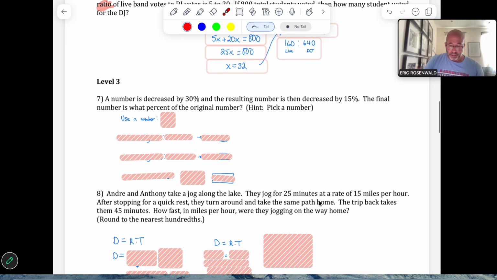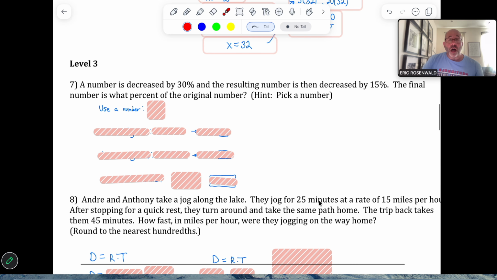All right, level 3. We're getting to more challenging ones here. Okay. A number is decreased by 30%, and then the resulting number of this is then decreased by 15%. The final number is what percent of the original, okay? So in this case, they don't give us a number. They say a number. So whenever you see this, especially with advanced math, choose a number, because what's going to happen is it's going to be uniform no matter what value I start with. I could start with 100, I could start with 1,000, I could start with 7. I'm going to go ahead and take whatever that number is and decrease it by 30%.